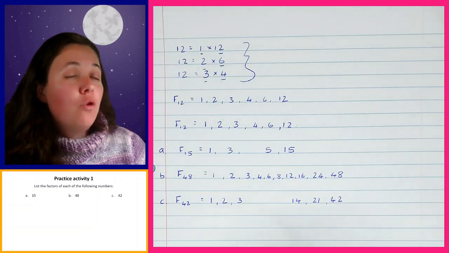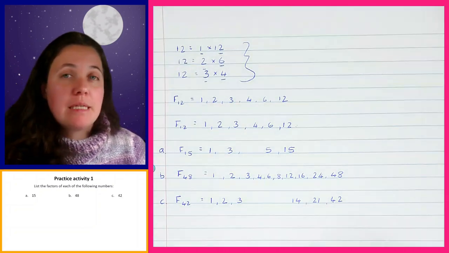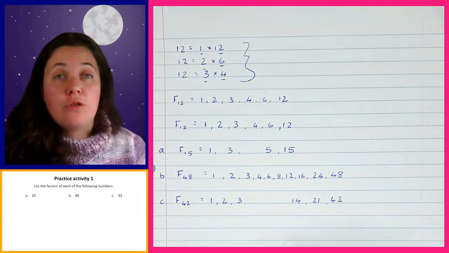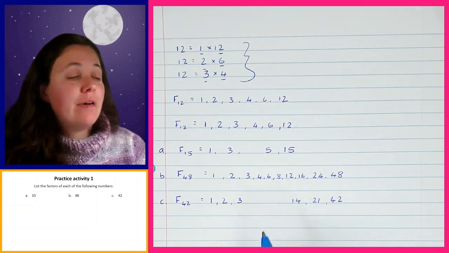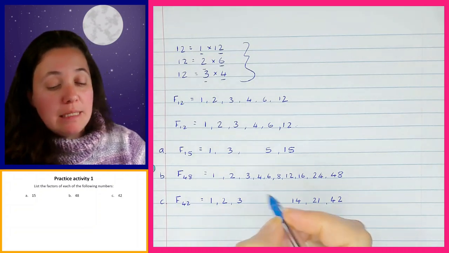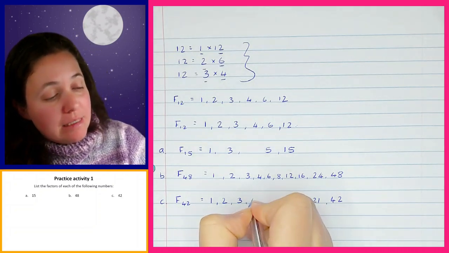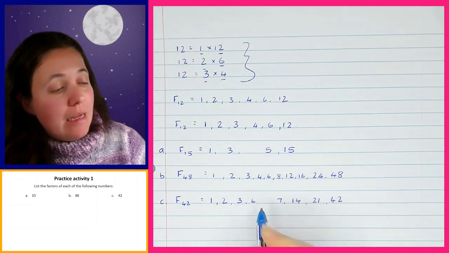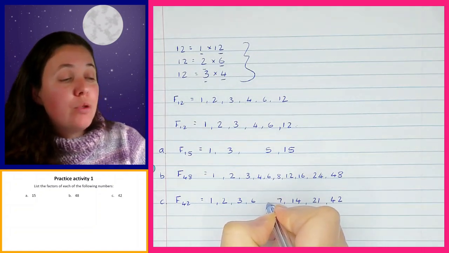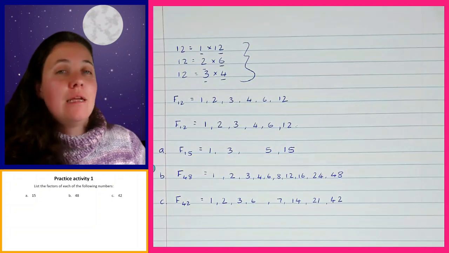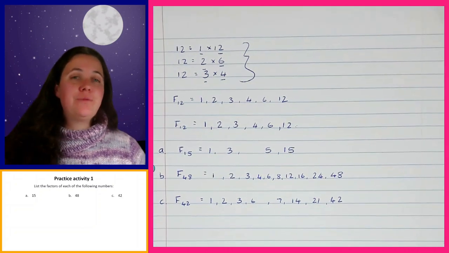Then 4 does not go into 42, so I'm going to skip over it. 5 also doesn't go into 42, so I'm going to skip that one as well. And then 6 does go into 42. If I divide 42 by 6, I will get 7. So I'm going to write over here 6 and over here 7. And then because 6 and 7 are right next to each other, I don't have a number in between them to check, so I am now done. So those are all the factors of 42.